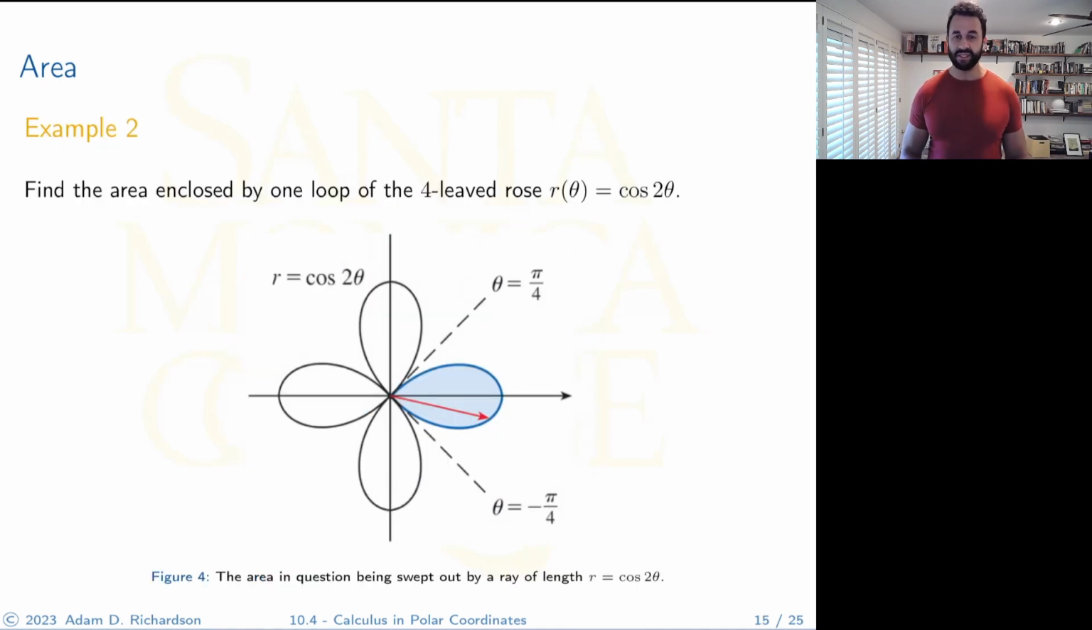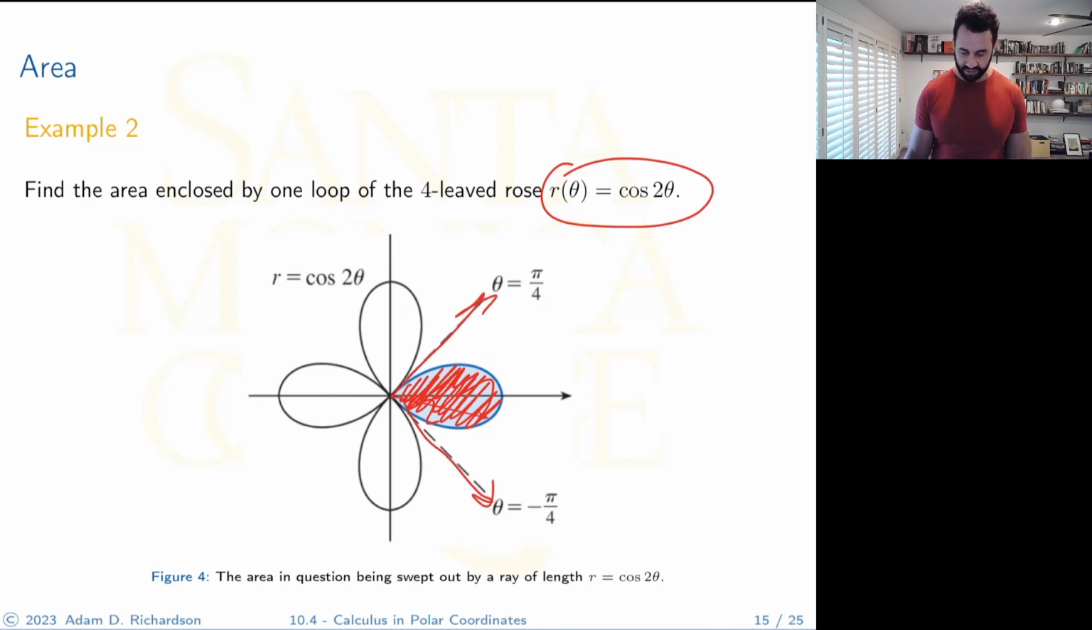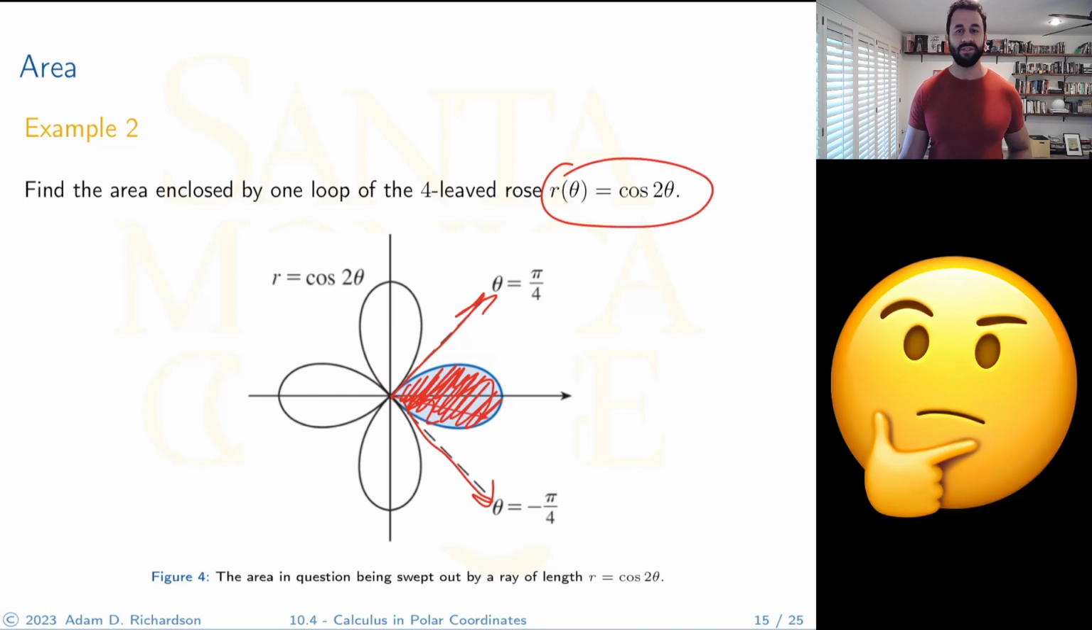Okay, now let's use it. So let's try this. Find the area enclosed by one loop of the four-leaved rose given by r(θ) = cos 2θ. I took the liberty of including the picture here. We want to find the area of this loop. And I gave you these two bounding rays as well, just to save a bit of time. So I want you to think about how you would do this one first, and you're going to try this one on your own before we do it, but think about what you would do first.